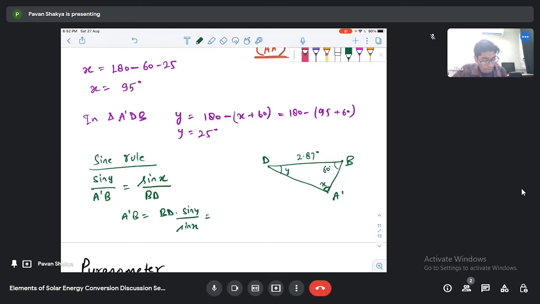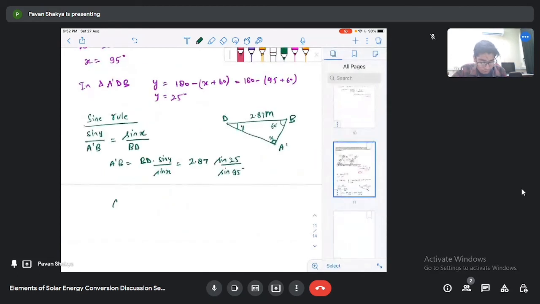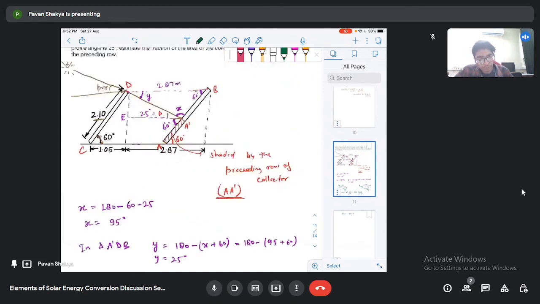When you solve, sorry, this is not in degree, this is in meter, that is the dimension. So 2.87 times sine Y value, 25, divided by sine of X, that is 95 degree. When you solve, you will find that this A prime B value comes out to be 1.2175 meter. Now you know the value of this AB, that is the total length of the collector, that is given in the problem as 2.10.